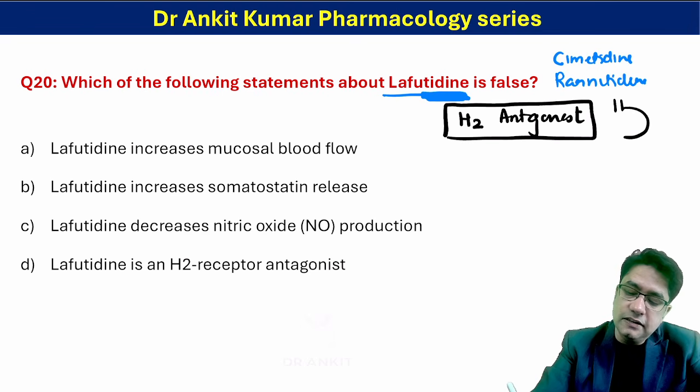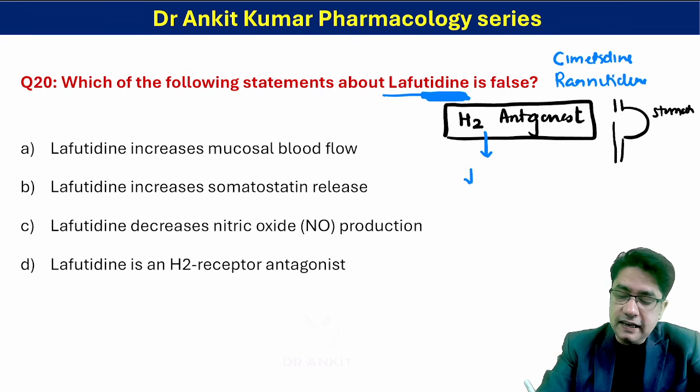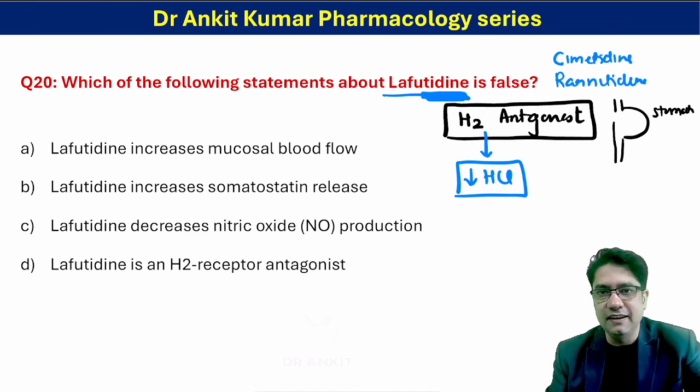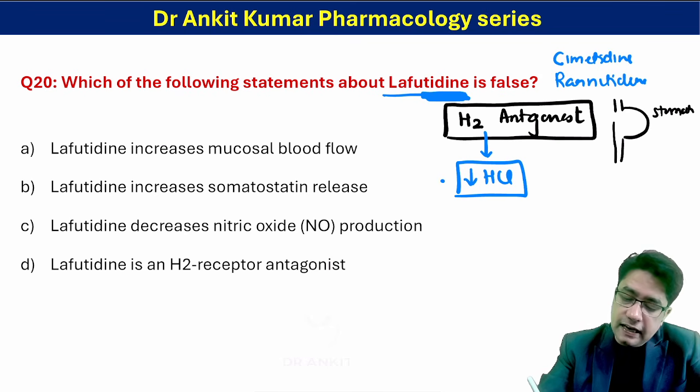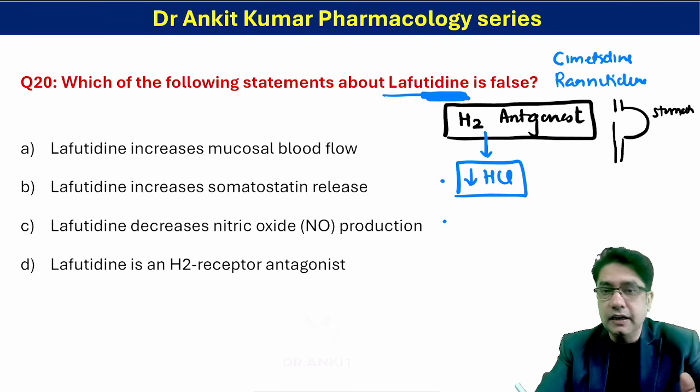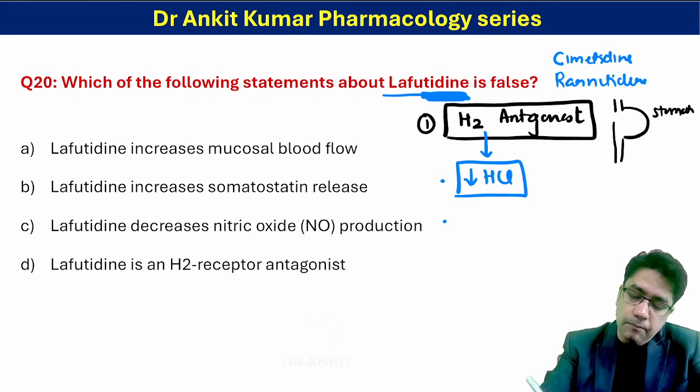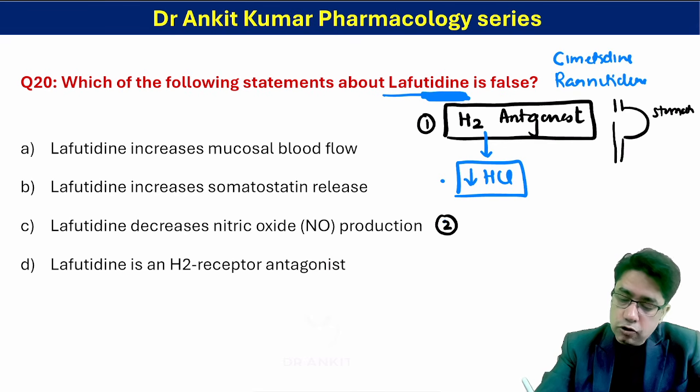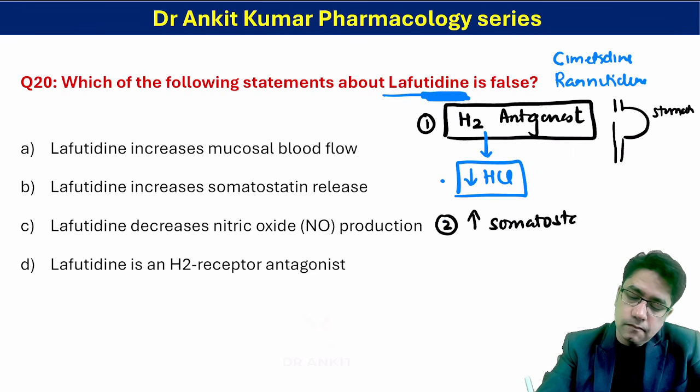Histamine 2 receptor is present in stomach. And if you block H2 receptor in stomach, it reduces HCl production. And any drug which reduces HCl production is given for peptic ulcer disease, peptic ulcer. But lafutidine is unique. Lafutidine has another action apart from histamine 2 receptor blocking property. Lafutidine also increases somatostatin level.